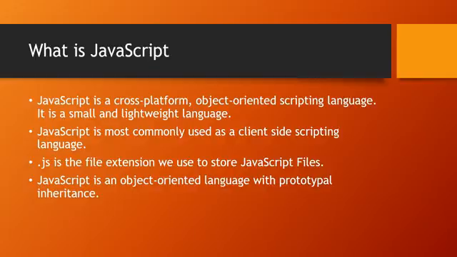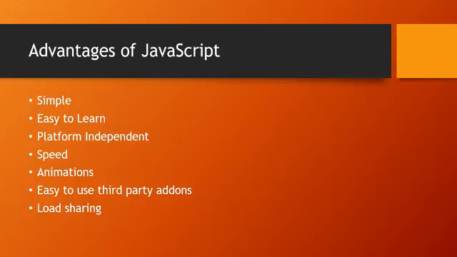.js is the file extension which we use to store JavaScript files, and there are several frameworks also developed, like jQuery or AngularJS, which are also very popular. It doesn't support classical inheritance, but it does support prototypal inheritance. So these are advantages of JavaScript.